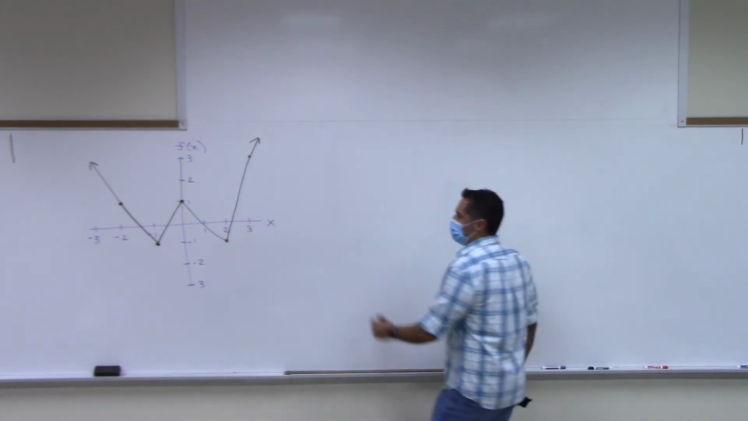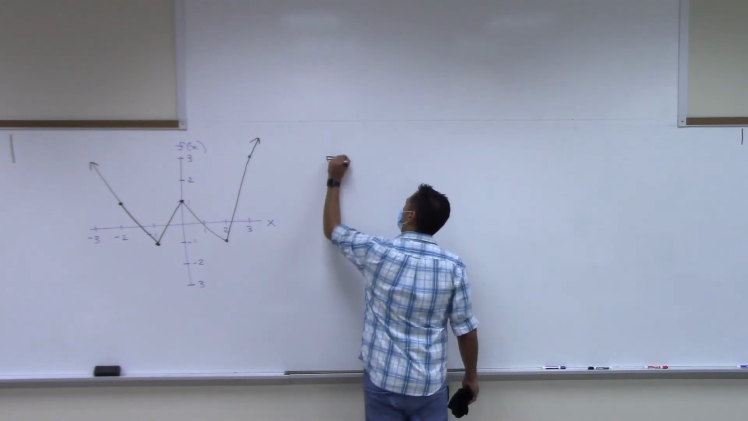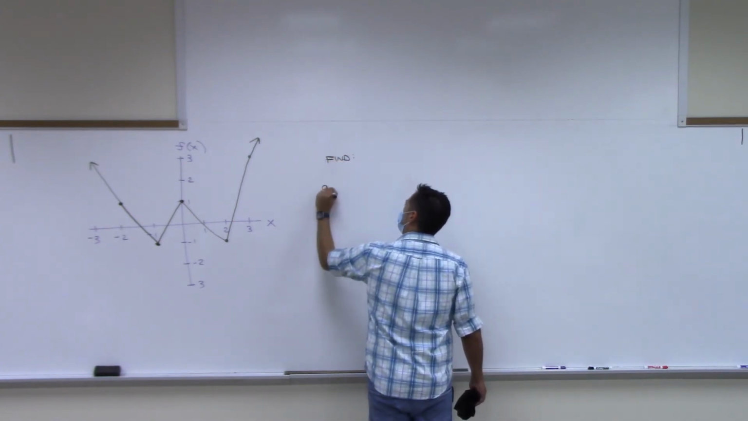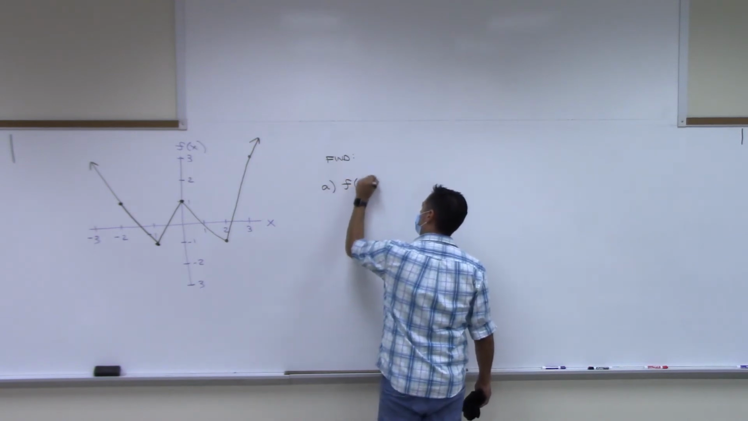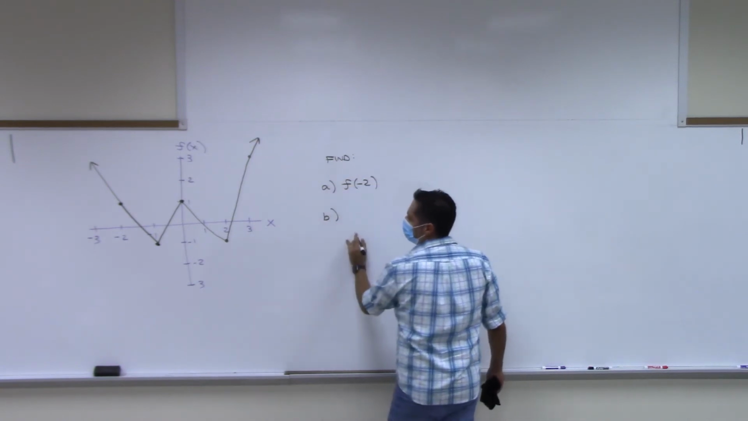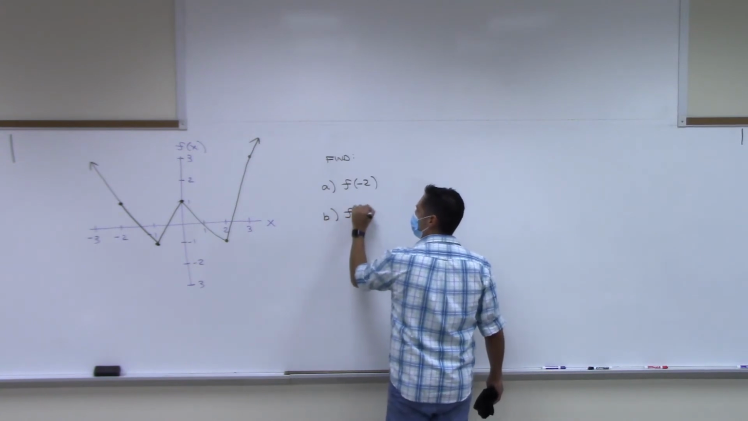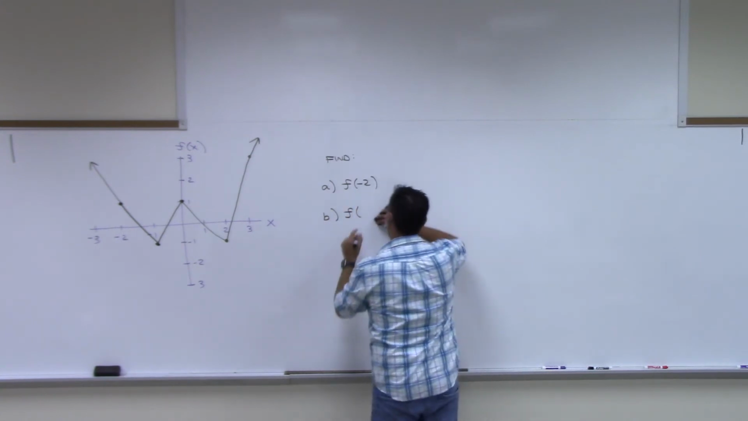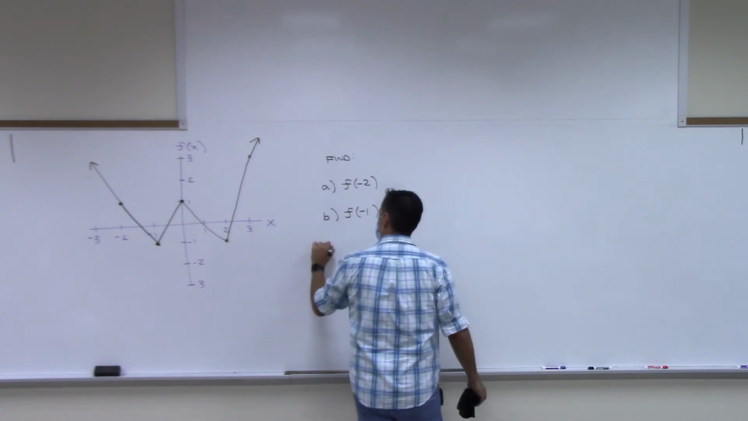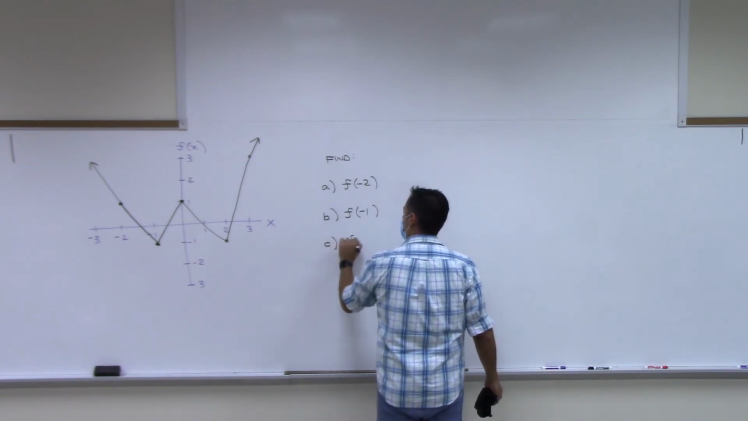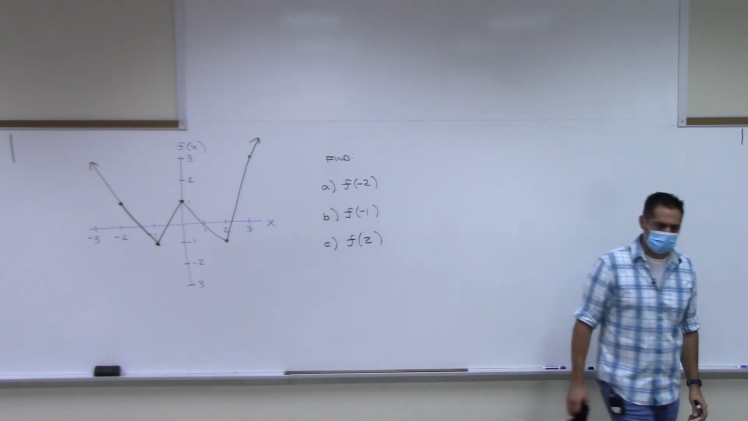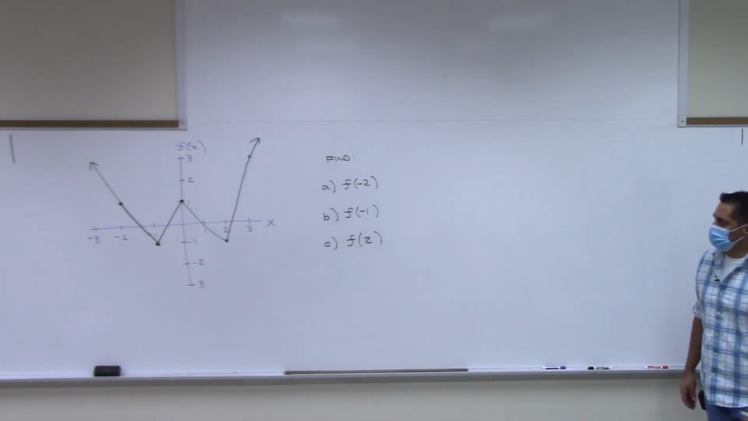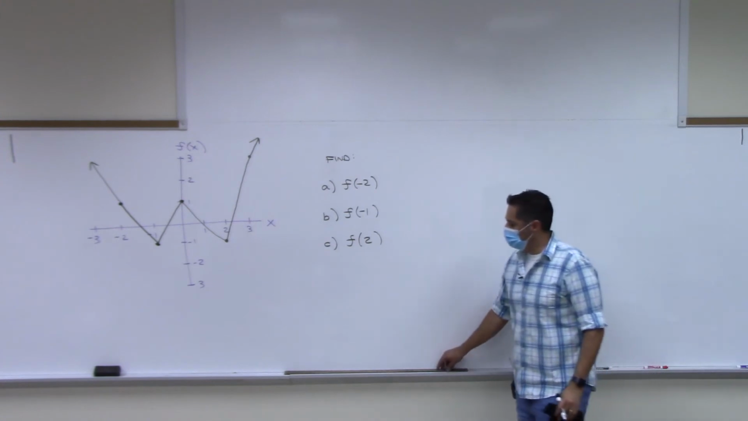While you're doing that, I'm going to write the things I want to know. Find f of negative 2. Next, I want to find f of 0. No, negative 1. Then I want to find f of 2. All right, so let's start with the first one.